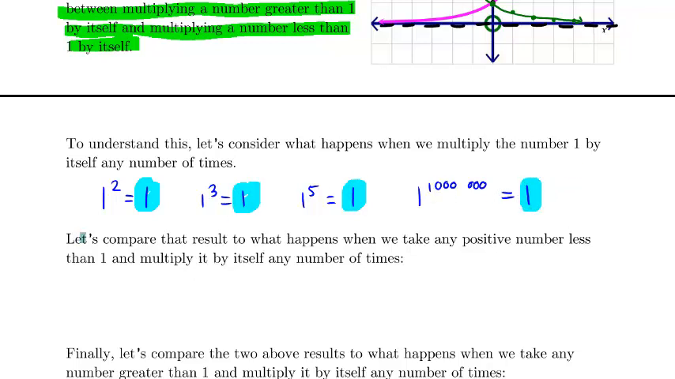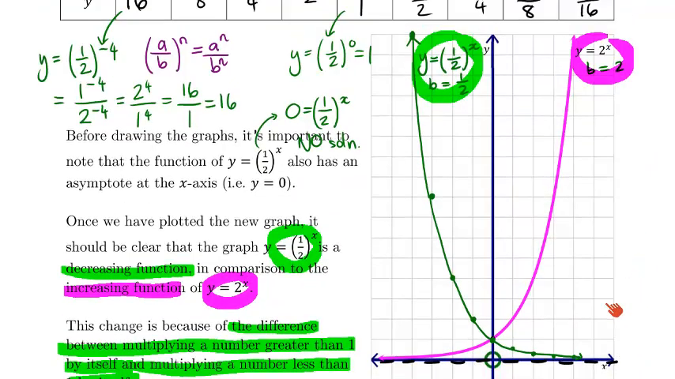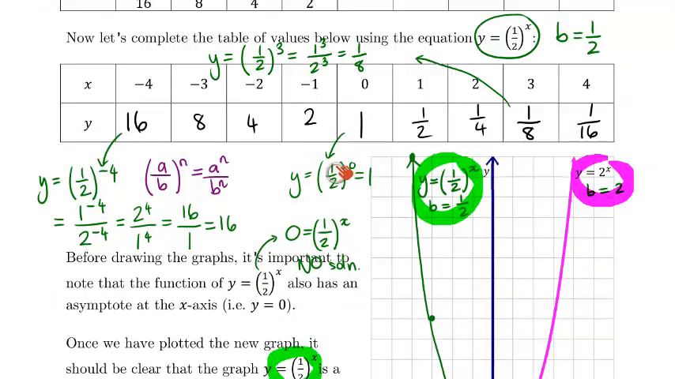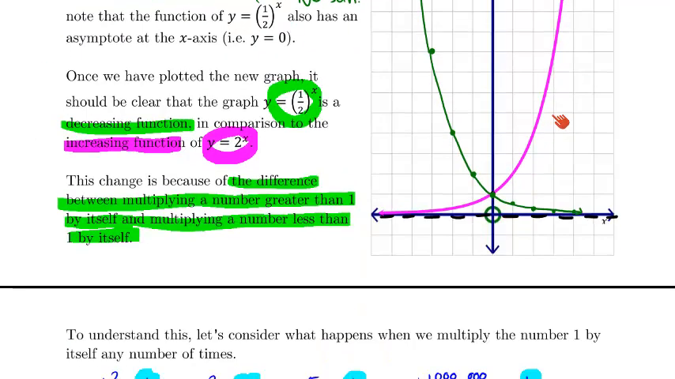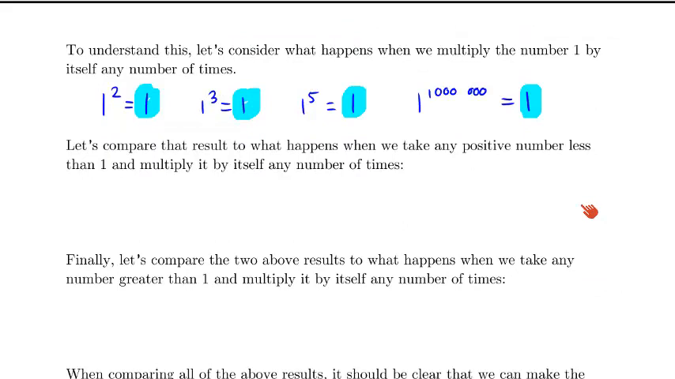Now, let's compare that to what happens when we take any positive number less than 1 and multiply it by itself any number of times. Let's look at what happens with the number half, for example. That's, after all, what we used over here. We have a base of a half for y equals a half to the x. And when you change the value of x, you are changing the number of times you are multiplying a half by itself, guys. So let's investigate closely what happens when you take a half and times it by itself.